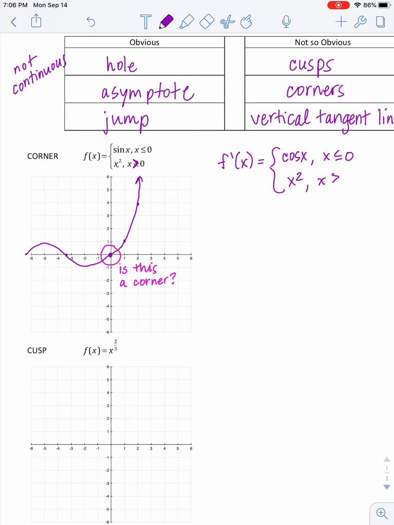And it is x squared when x is greater than 0. Oh, fail, teacher. Take the derivative, shall you? So 2x when x is greater than 0. And what we want to do is find what we call the left-hand derivative and the right-hand derivative. The left-hand derivative is what we get when we plug in 0 to cosine, and we get cosine of 0 is 1. So that means the slope on this side of things is 1.